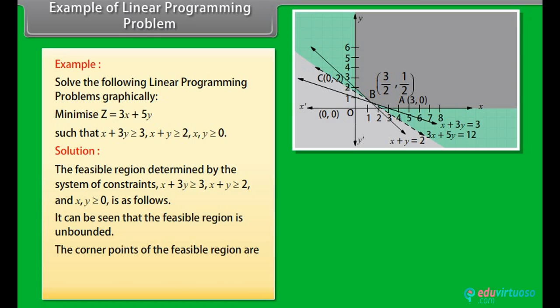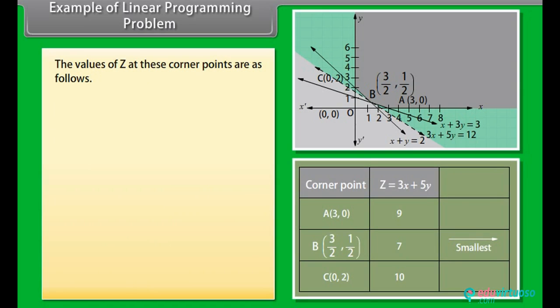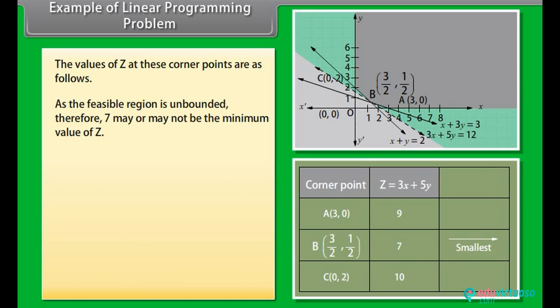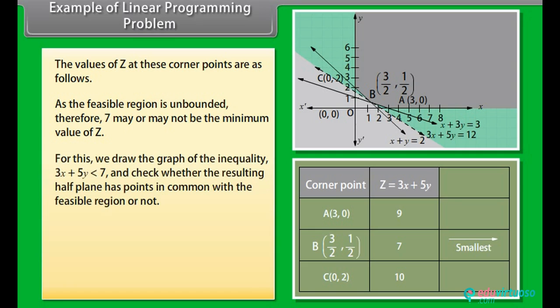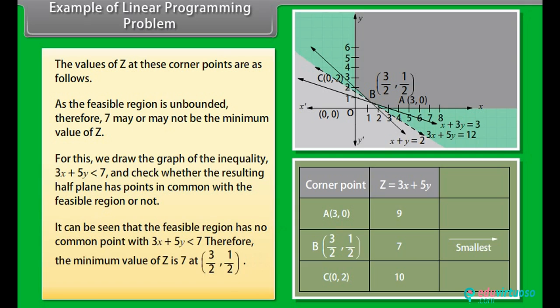The corner points of the feasible region are A(3, 0), B(3/2, 1/2), and C(0, 2). The values of z at these corner points are as follows. As the feasible region is unbounded, therefore 7 may or may not be the minimum value of z. For this, we draw the graph of the inequality 3x + 5y < 7 and check whether the resulting half plane has points in common with the feasible region or not. It can be seen that the feasible region has no common point with 3x + 5y < 7. Therefore, the minimum value of z is 7 at (3/2, 1/2).